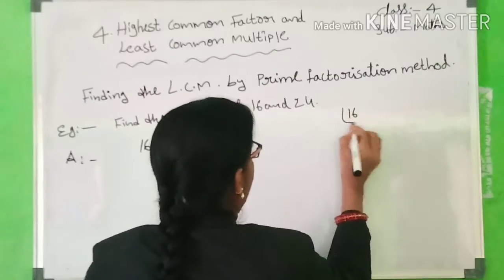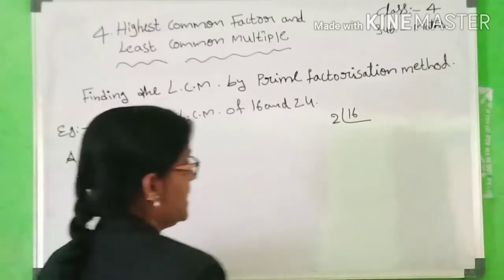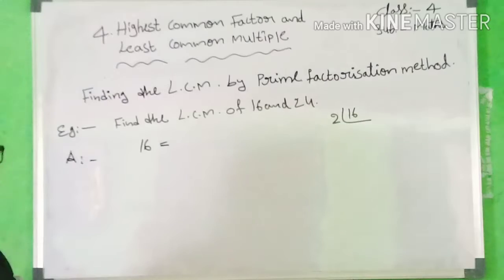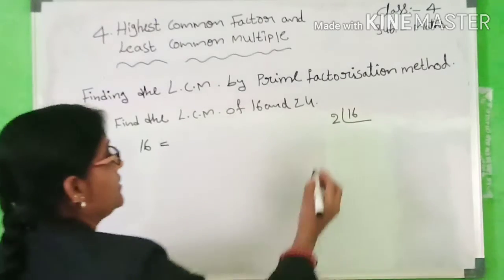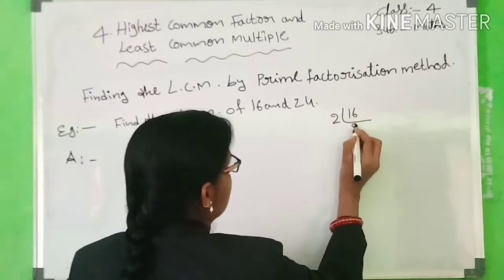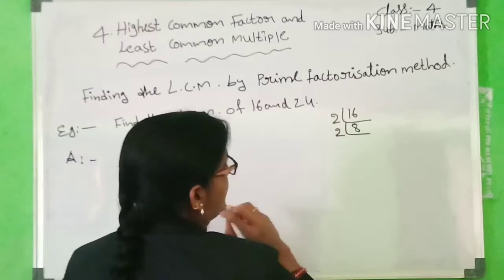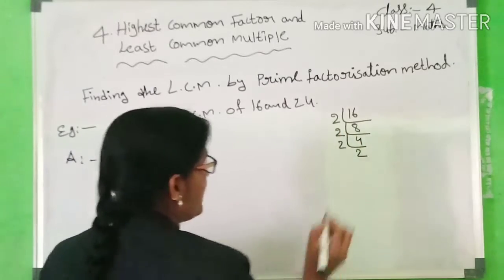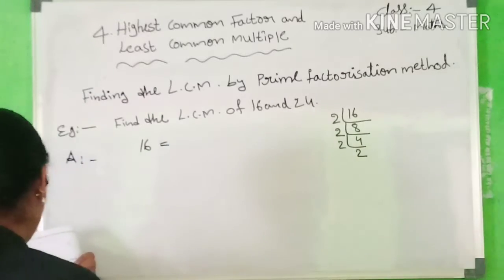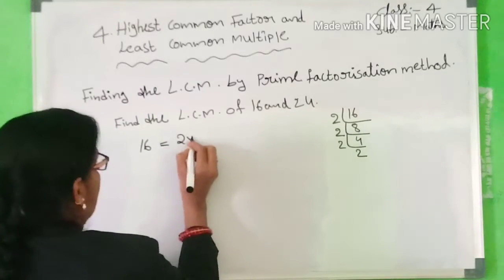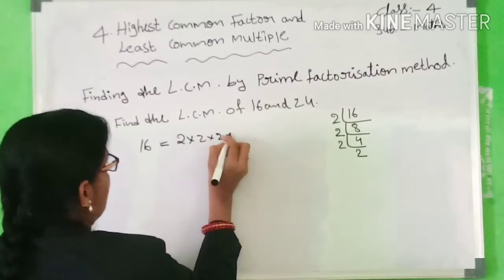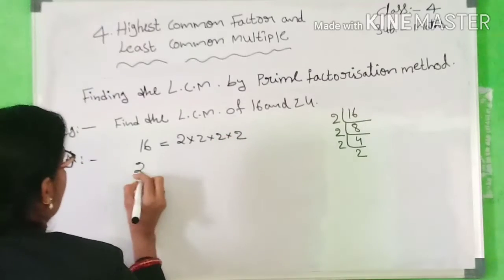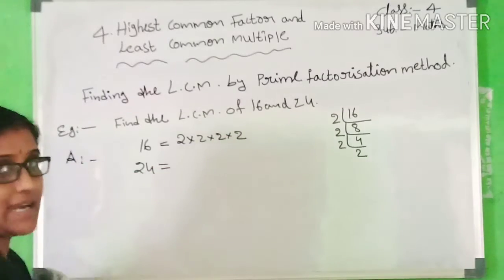Divide 16 by 2. In the 2 table, 2 8s are 16. Next divide 8 by 2. 2 4s are 8. Then 2 2s are 4. What is the answer here? 2 into 2 into 2 into 2. Then you have to find the prime factorization of 24.